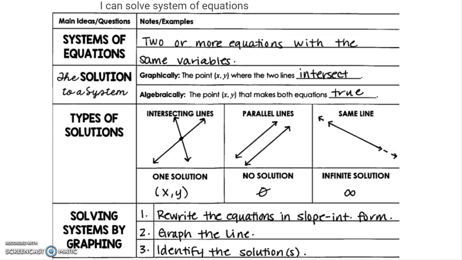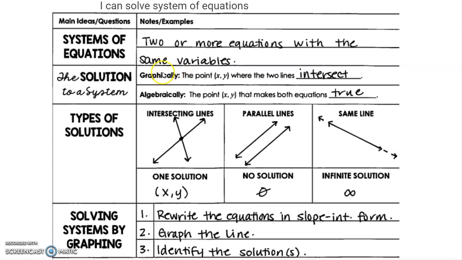Hey guys, so today we're going to be solving systems of equations. Your learning target is I can solve systems of equations. So systems of equations are two or more equations with the same variable. I want you guys to go ahead and pause this video as you need to write these notes down on your worksheet.